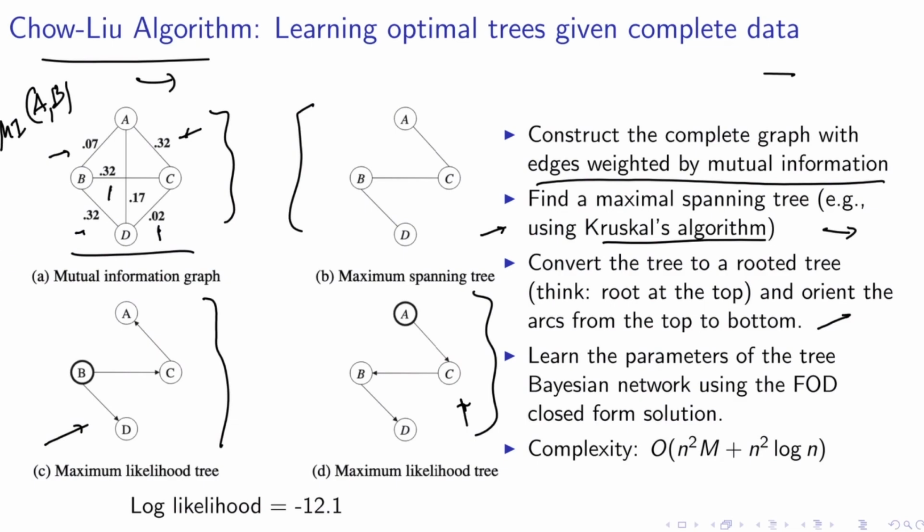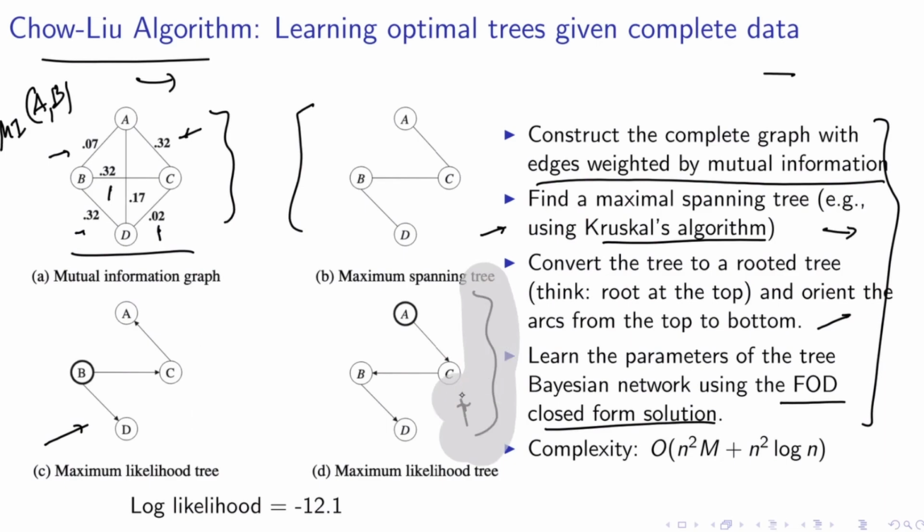Okay, then what you do is you learn the parameters of the Bayesian network, any tree that you select, using the FOD closed form solution that we discussed in our previous class. Okay, and once you complete these steps, the output of the algorithm will be a Bayesian network as well as its parameters. And the Bayesian network in this case is going to be a singly connected Bayesian network or a tree Bayesian network.